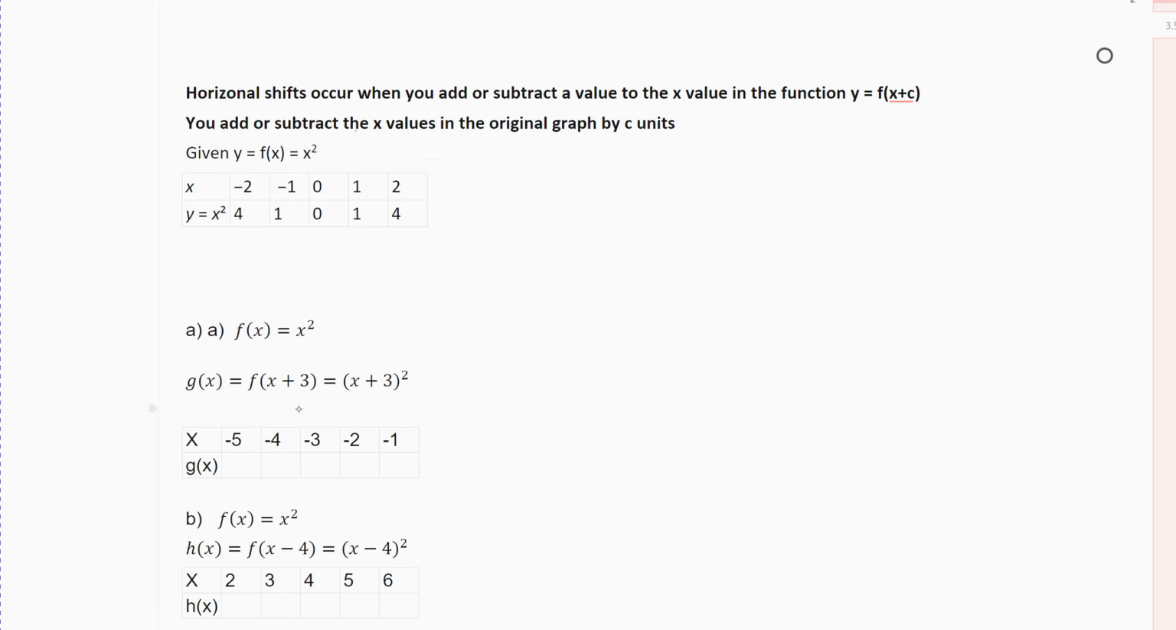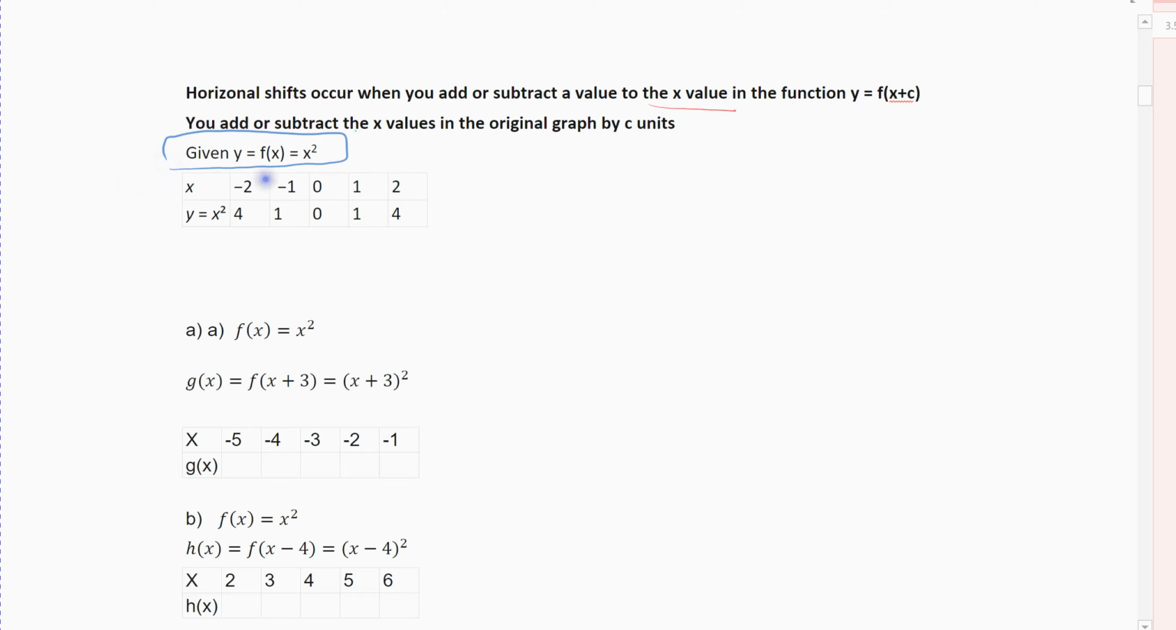Alright, so horizontal shifts are when you add or subtract to the x value of the function. So inside the function, you're going to add a number to all of the x values. And so that's literally what you do. On the original graph, you add or subtract whatever that number is for every single x value on the graph. Right, so again, I'm going to stick with the simple quadratic case. So my original function was f of x equals x squared, which these were the points that it had on it.